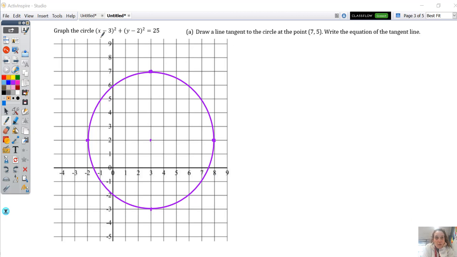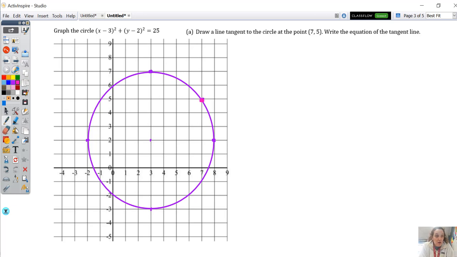Okay, so we have the circle, (x − 3)² + (y − 2)² = 25. The center is at (3, 2), and the radius is 5. The circle's graphed below. We want to first draw a line tangent to this circle at the point (7, 5). So I'm going to go to (7, 5).